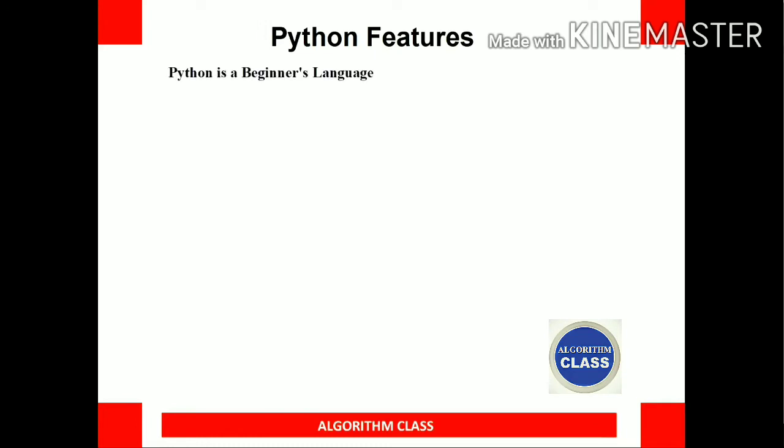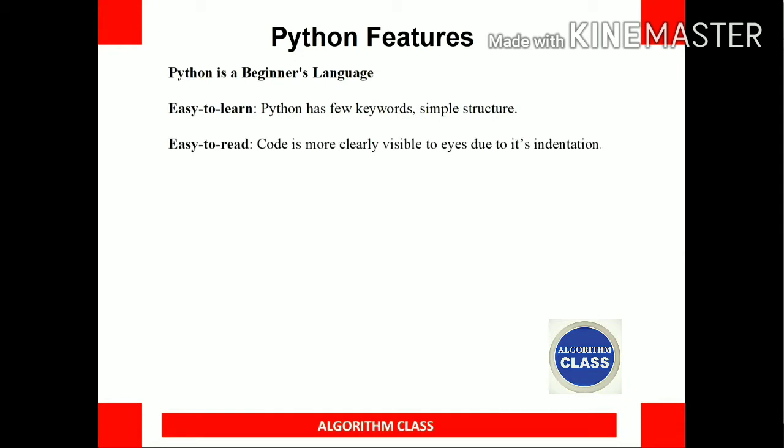So let us discuss a few features of Python. Python is a beginner's language. It is easy to learn, and it is very easy for beginners to start their career in programming. Python has very few keywords and its syntax is very easy. Code is more clearly visible to the eyes because of its indentation.